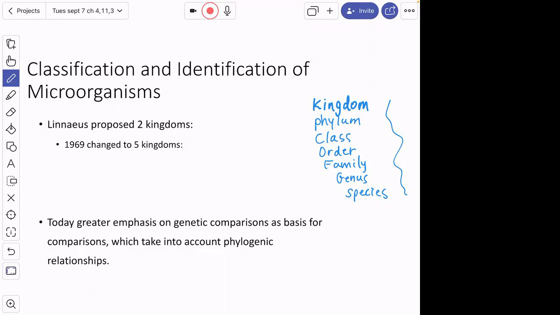When I was in high school, in the 80s, we learned a 5-kingdom system. That was the Whittaker system that was developed in 1969. Those 5 kingdoms were animals, plants, fungi. Plants and animals until fairly recently before that were considered in the same kingdom.